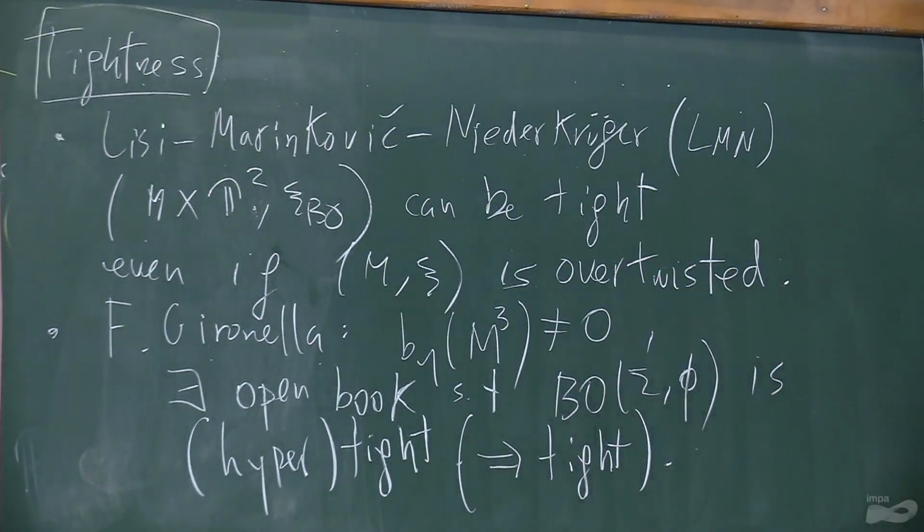So the first theorem, Theorem 1, which is Bowden, Gironella, and myself, says that at least in dimension 5, these are particular cases of some more general phenomenon. So in dimension 5, the Bourgeois contact manifold is always tight.